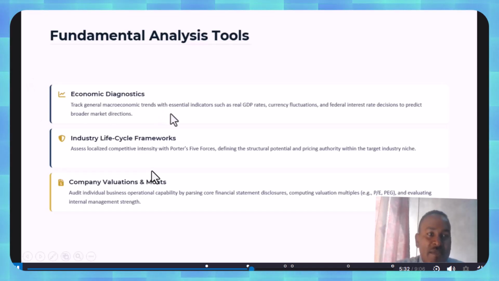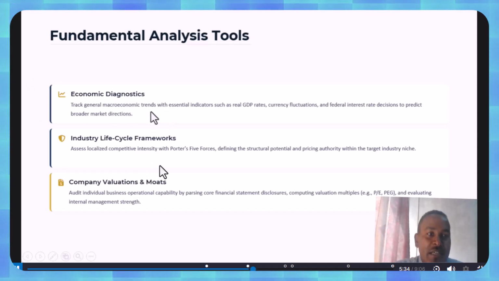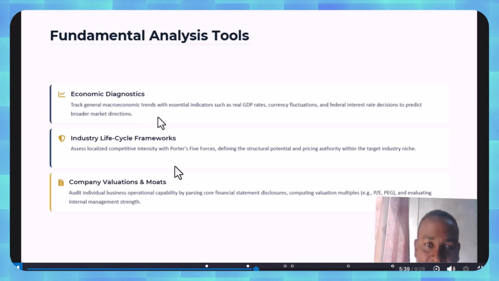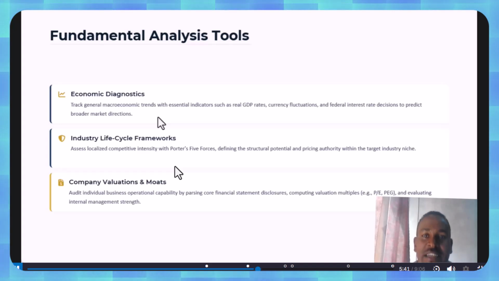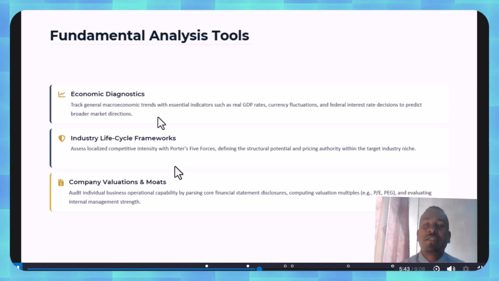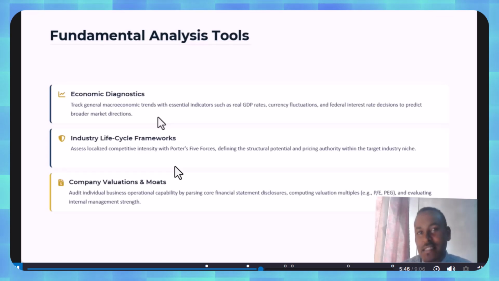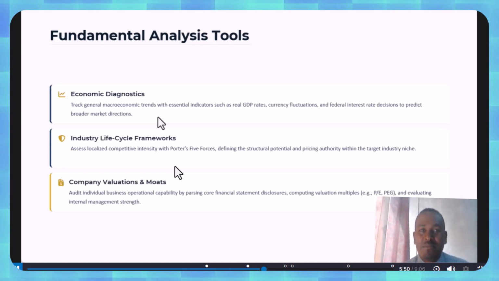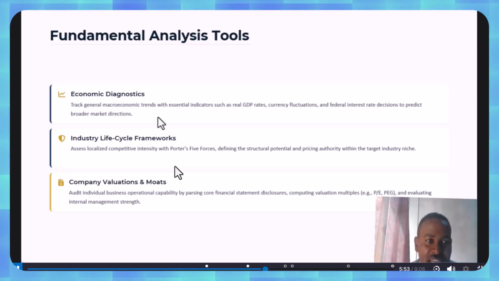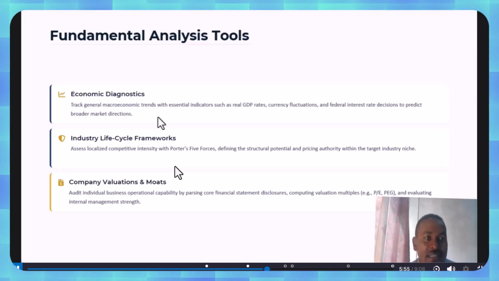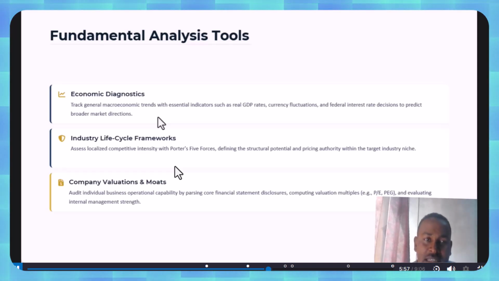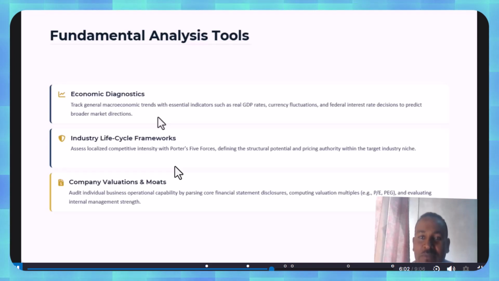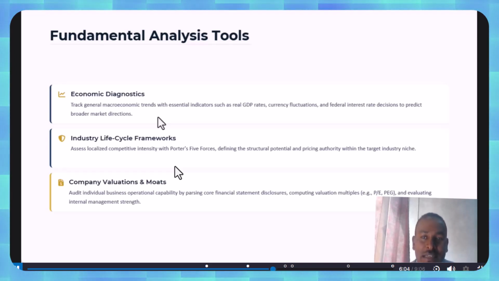In fundamental analysis, when you see the economic diagnosis, we track general macroeconomic trends with essential indicators such as real GDP rates, currency fluctuations, and federal interest rate decisions to predict broader market directions. In which way the economy is moving. Growing economies are basically preferable. Industry life cycle frameworks assess localized competitive intensity with Porter's 5 forces, defining the structural potential and pricing authority within the target industry niche.